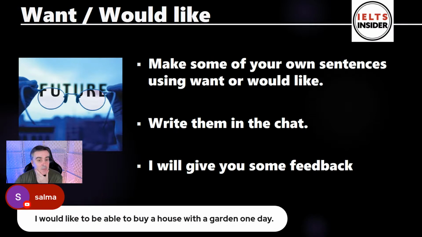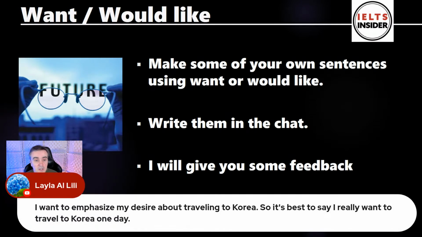Salma: I would like to be able to buy a house with a garden one day. Excellent. So we're looking at a wish for the future. I want to emphasize my desire about traveling to Korea. So it's best to say, I really want to travel to Korea one day. Yeah, there. Excellent. It would be much better to emphasize that, Layla. Yeah, I really want to travel to Korea one day.